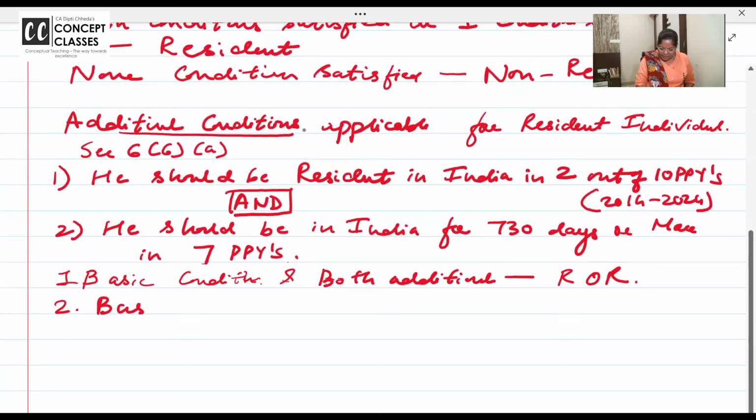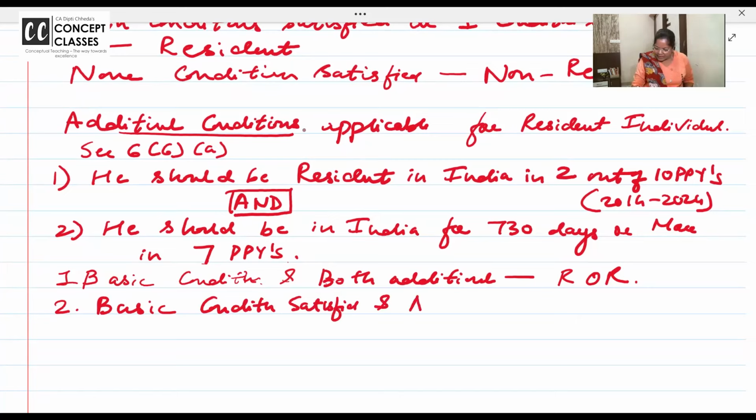Okay. Basic condition satisfied, and additional condition, one or none. Additional condition, even if one is satisfied, washed out, koi fayda nahi hai. Additional condition, both should be satisfied. So this time any one of the basic conditions is satisfied, additional condition, one or none satisfied. You are resident to ho.